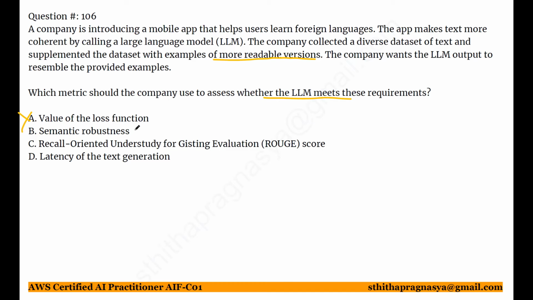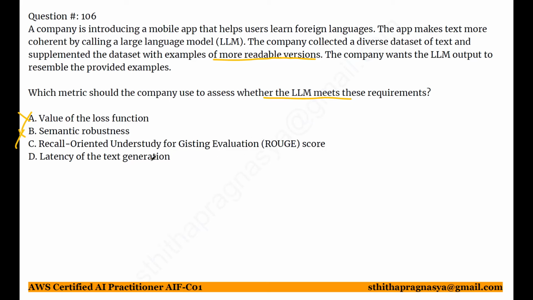What about semantic robustness? This measures a model's ability to maintain meaning under adversarial conditions or input noise. It is not specifically designed for evaluating how well the output resembles provided examples of more readable text. So this is not correct as well, as it is unrelated to assessing text coherence or similarity to examples.